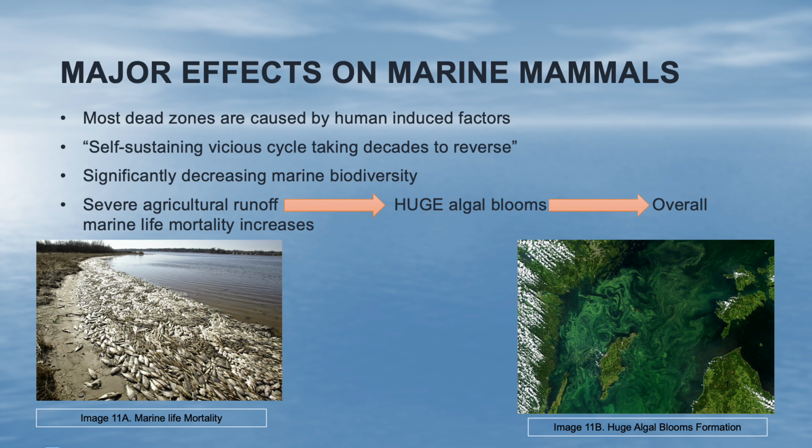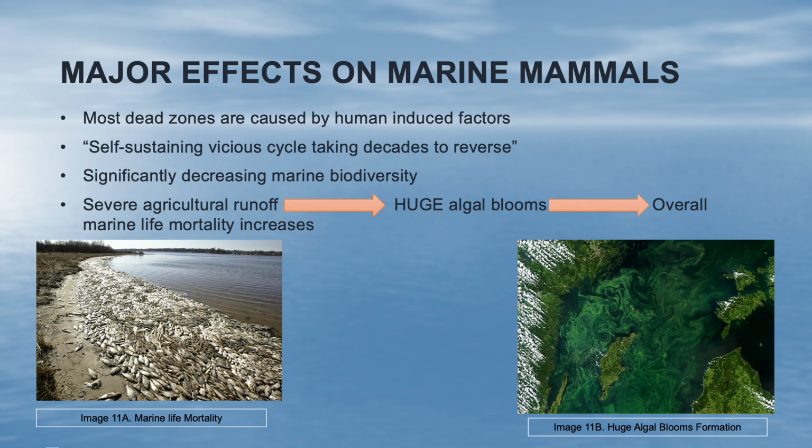So now we can see in the infographic, it shows when there's severe agricultural runoff, it's going to cause huge algal blooms, which will overall cause marine life mortality to increase. Image 11A shows a pileup of fish in a dead zone. I believe this is the Gulf of Mexico, and it shows the amount of fish that just died from the toxicity, the environmental runoff, the toxicity that these toxic environments and dead zones can create.